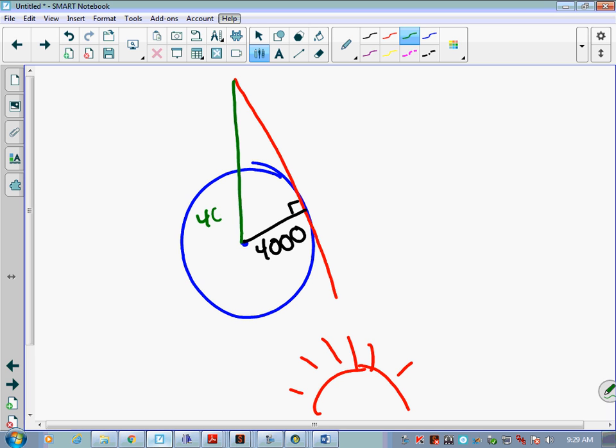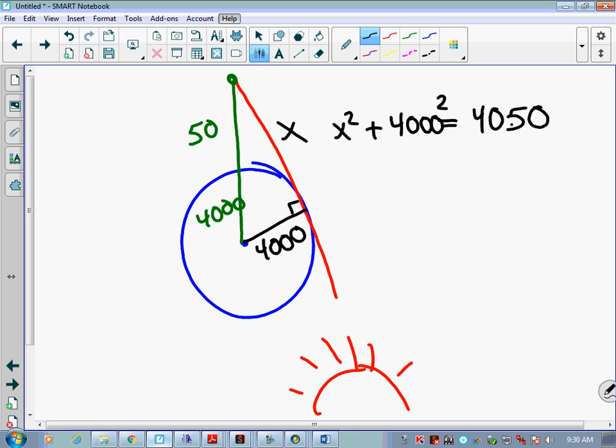Now, my radius is still 4,000 miles, but my astronaut is 50 miles above the Earth. We are asking, what is that distance? Now I can use the Pythagorean theorem, but not the way that I was going to do it before. What is my hypotenuse here? 4,050. Over here what I'm getting is x squared plus 4,000 squared.